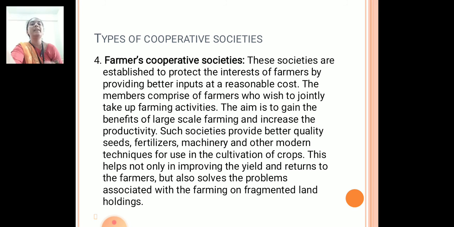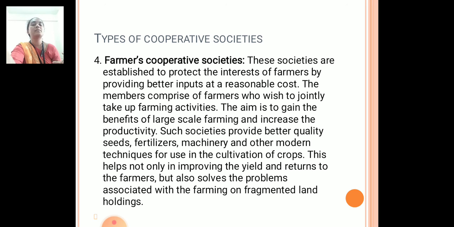Such societies provide better quality. They help the farmers by giving quality seeds, what we call HYV seeds, high yielding variety seeds, fertilizers, machinery and other modern techniques used in the cultivation of crops. This helps not only in improving the yield and returns to the farmers, but also solves the problem associated with farming on fragmented land holdings.